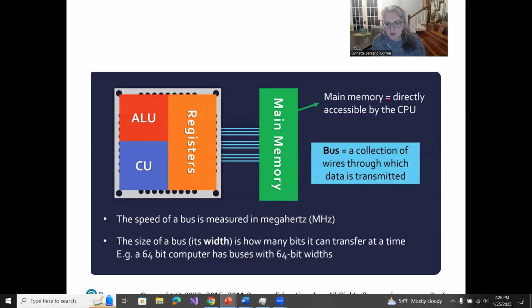This here's main memory, directly accessible by the CPU, and it's accessible by the CPU through a bus system. A bus is a collection of wires through which data is transmitted. So these three lines that you see here would be one bus system. Okay, so one bus would be these three lines together.